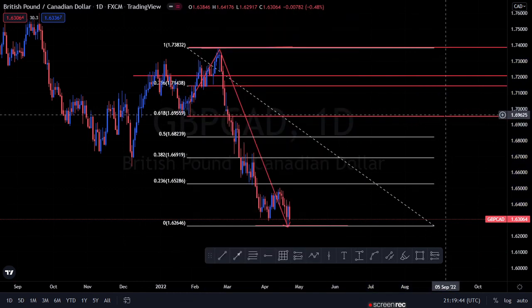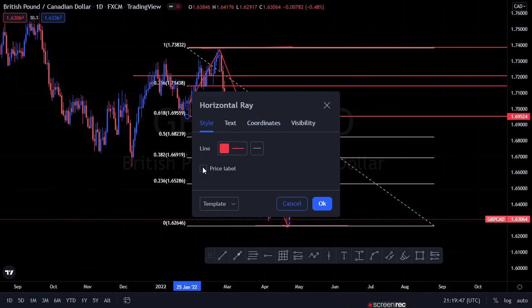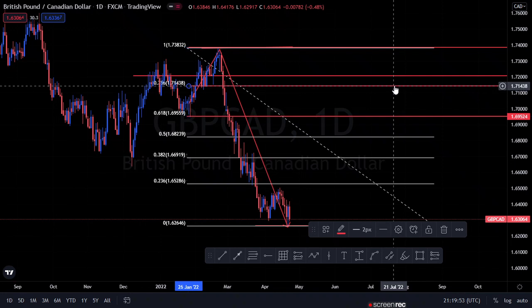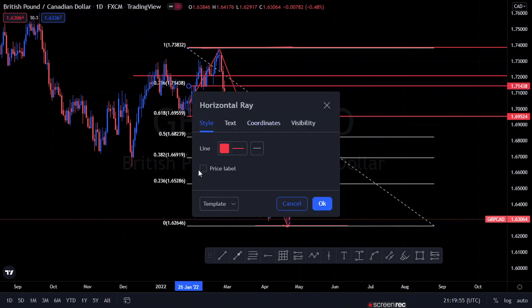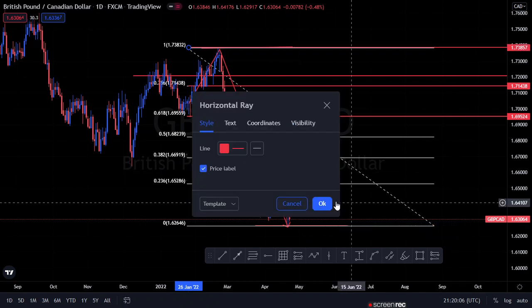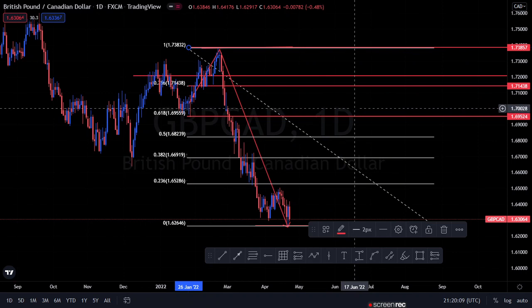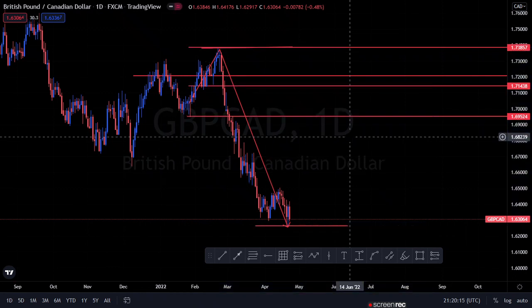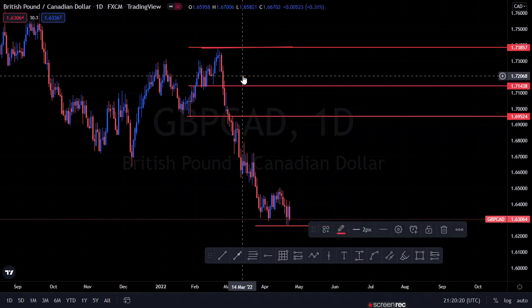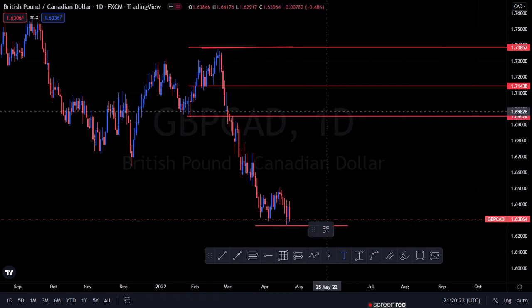Let me bring the price line so that you can see the price. When you finish plotting your Fibonacci and you notice the 0.61, 0.786 and the 1, you can just delete the Fibonacci, then high and low, so that you can make your chart clean.